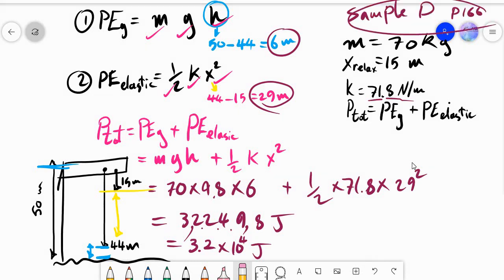At the end, guys, I hope you understand this problem, and the other problems are approximately the same. Be careful about the relaxed length and the distance, and be careful what he is asking about. Whether he asks about elastic potential energy or gravitational potential energy, it will be easier to answer all the problems.